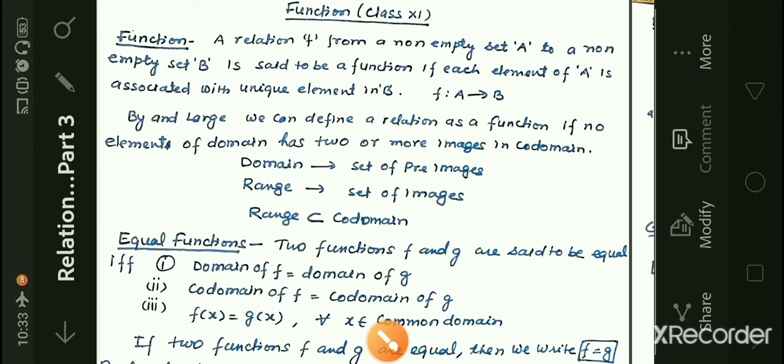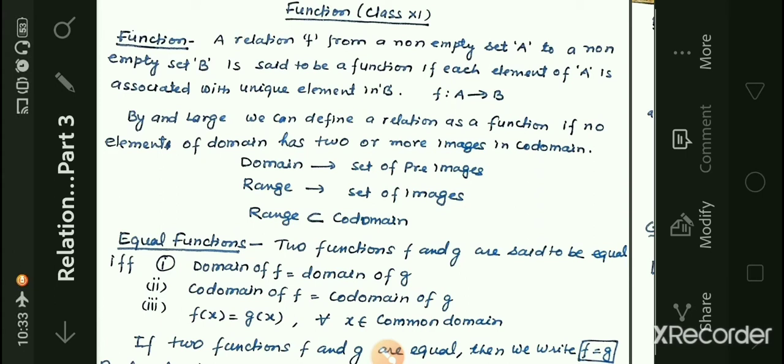You may be a little bit confused here because the image of 1 is a and the image of 2 is also a, but don't be confused here. Remember the definition of function. For no element there exist two or more images in the codomain, and this is followed here. No element in A has two images in B. Two elements can have the same image, but no element can have two images. This is the basic difference. I hope you understood it.